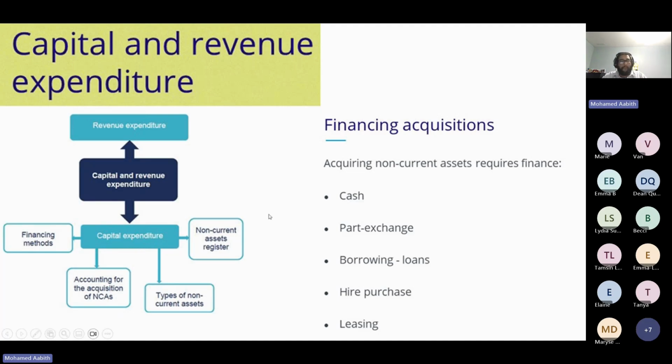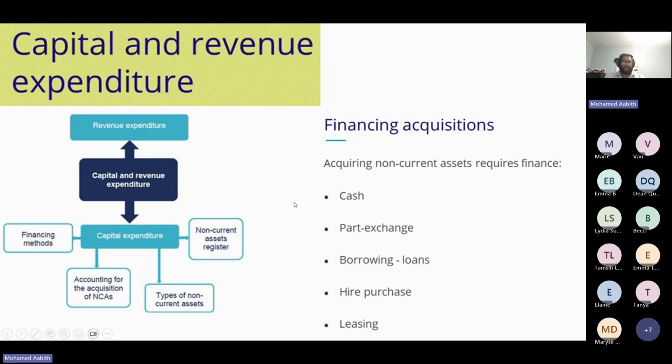We can also part exchange. That means giving one of my assets and buying a new asset. The amount for the part exchange will be deducted and we only pay the remaining amount. You can borrow loans and then pay for it. You can have a hire purchase, which means you pay until you have paid everything off and you own it. And then of course you can do leasing.